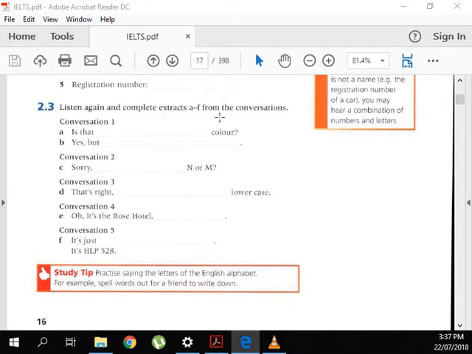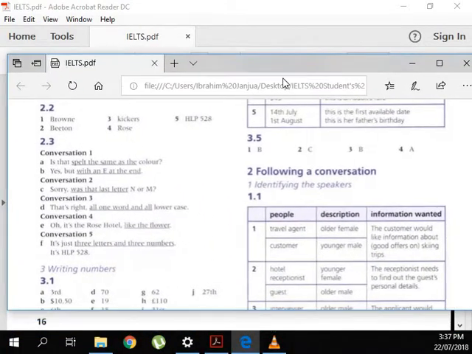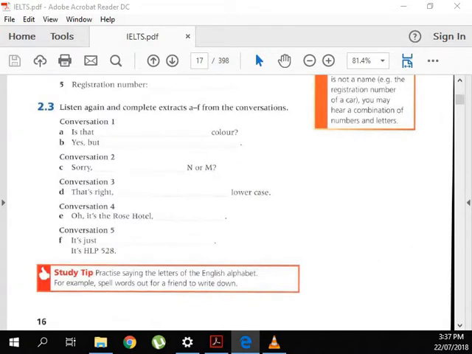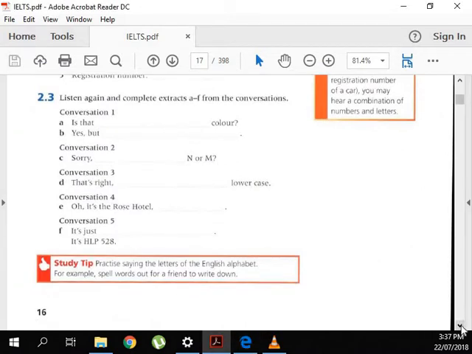So you can check the answers from here and match your answers with it. It's supposed to be answered in this way. Is that spelled the same as the color? Yes, but with an E at the end. Conversation 2: was that last letter N or M? Conversation 3: that's right, all one word and all lowercase. Conversation 4: it's the Rose Hotel, like the flower. And conversation 5 is just 3 letters and 3 numbers. It's HLP 528.